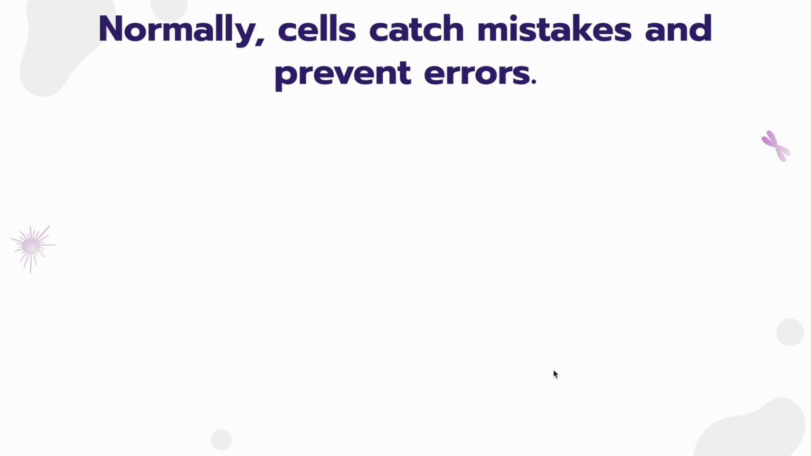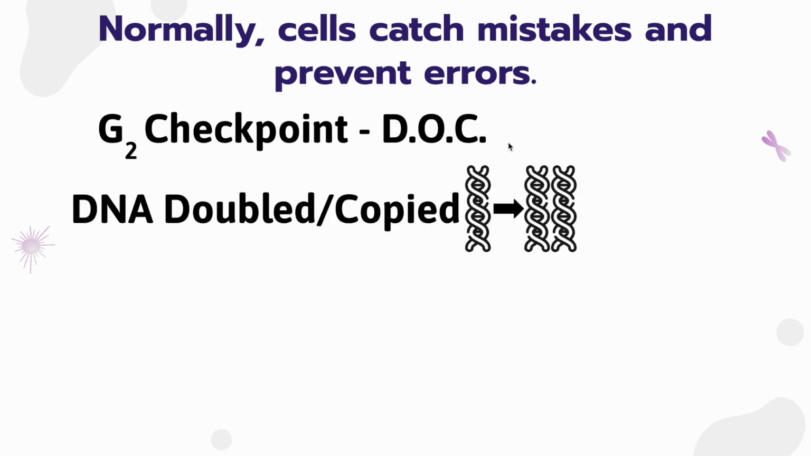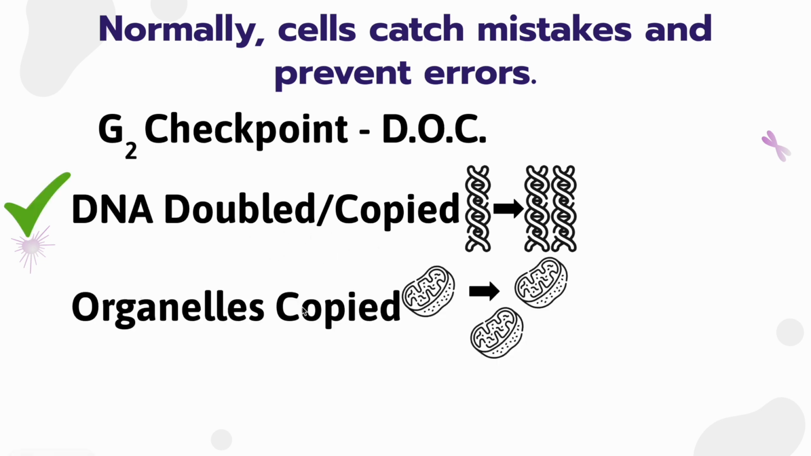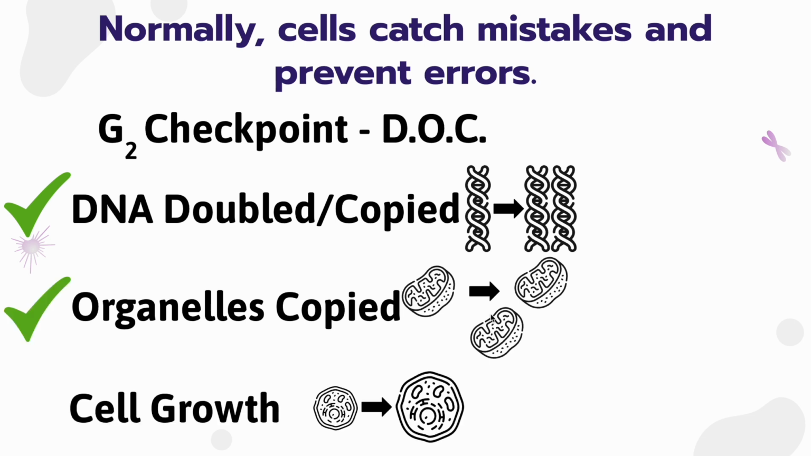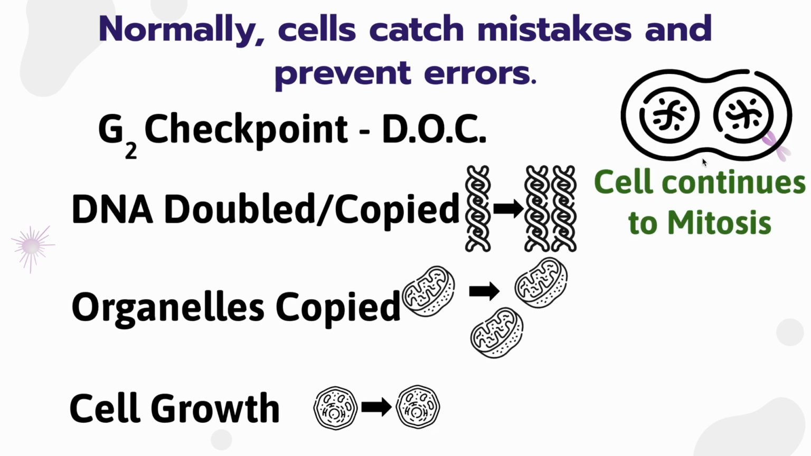So normally, those cells are going to catch mistakes and prevent errors through that G2 checkpoint that I mentioned. Think of it like going to the doctor. So we're checking to make sure, is all of the DNA doubled and copied? Yeah, all right, cool. Did we copy all of the organelles? Great. And did the cell grow to the right size? Perfect. So if everything looks good to go, we continue to mitosis, we go through those steps.